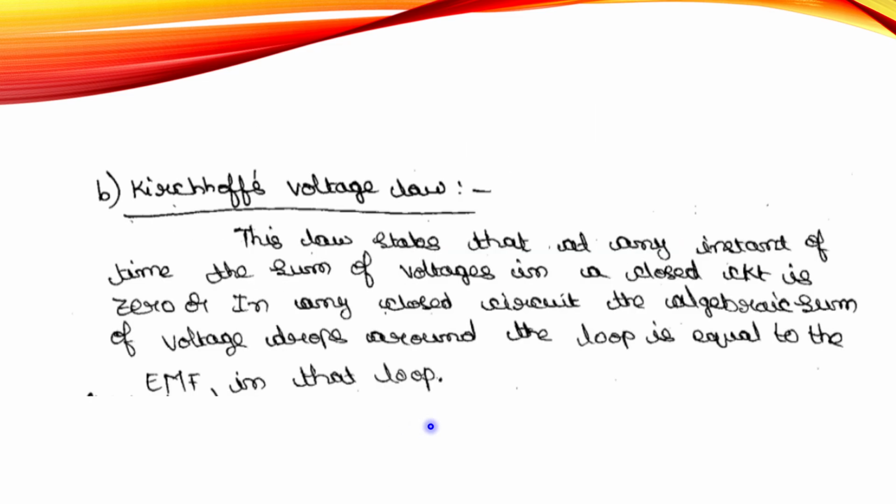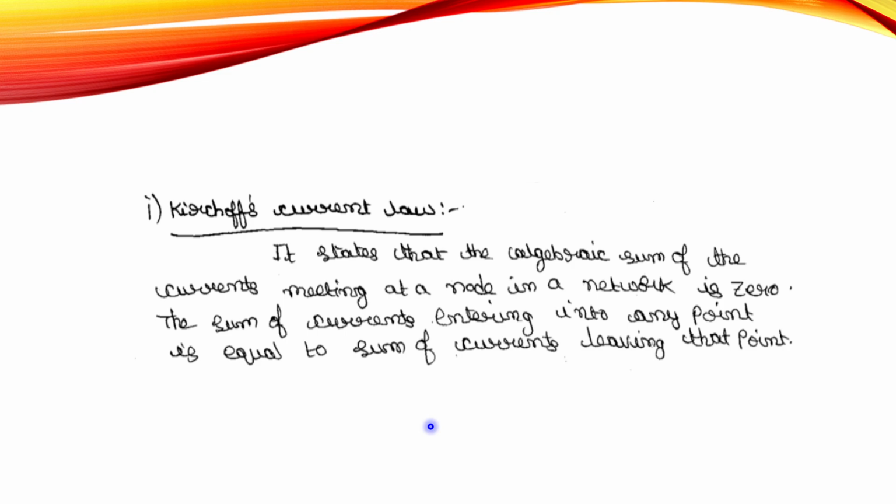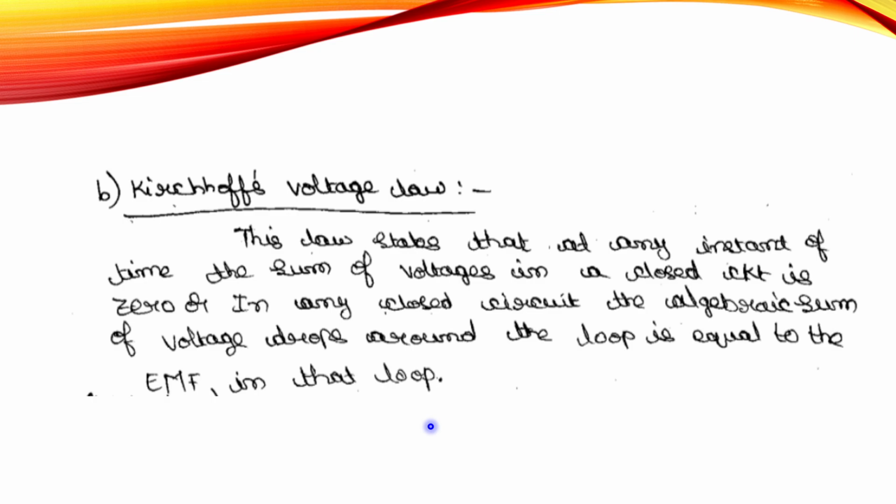So, I have just given the lecture notes on two laws, Kirchhoff's current law and Kirchhoff's voltage law. Kirchhoff's current law states that the algebraic sum of the currents meeting at a node in a network is 0, or the sum of currents entering into any point is equal to the sum of currents leaving that point. Kirchhoff's voltage law states that at any instant of time, the sum of voltages in a closed circuit is 0, or in any closed circuit, the algebraic sum of voltage drops around the loop will be equal to the total EMF in that loop. Thank you.